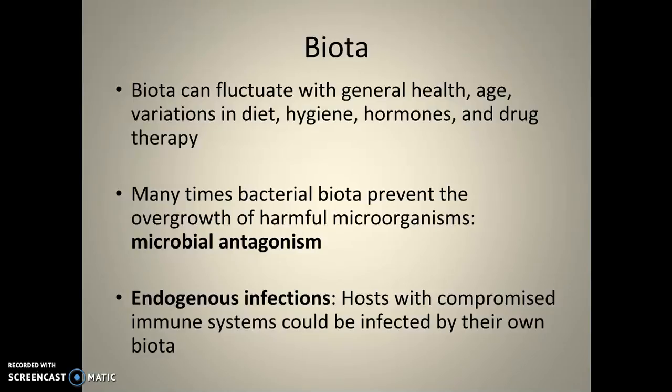So your resident biota can fluctuate based on a lot of different factors. It can fluctuate based on your general health. If you're immunocompromised, you might have a different variety of biota, or some things might grow better if your immune system isn't functioning properly. Your age, what you're eating, your general hygiene, your hormones, drug therapy. All sorts of different things can affect what biota you have in your body.